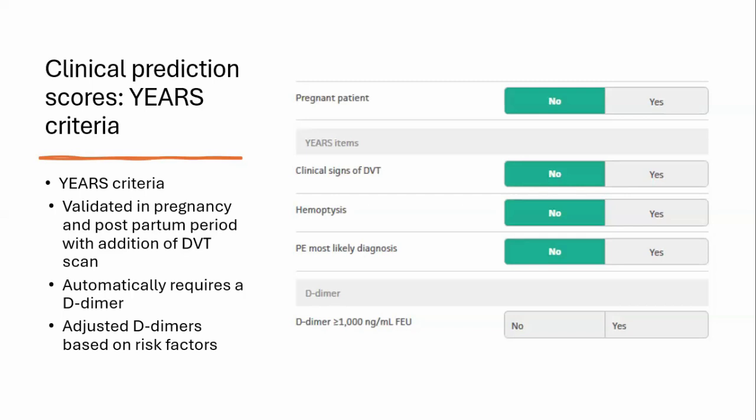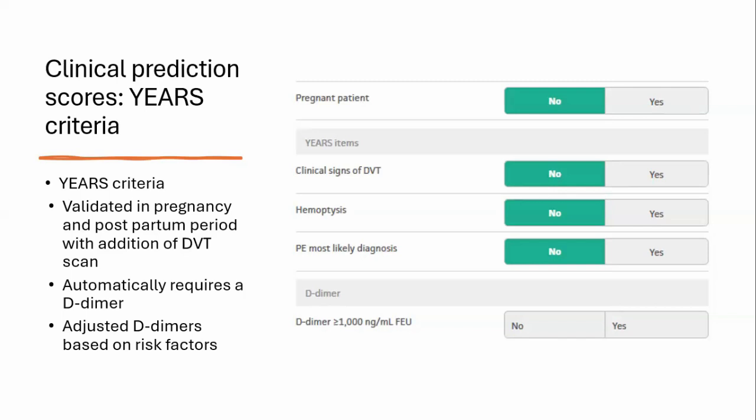So pearls and pitfalls, know the unit your D-dimer is reported in. So is it FEU or is it DDU, D-dimer units? Just make sure, because obviously it's going to be a different value.